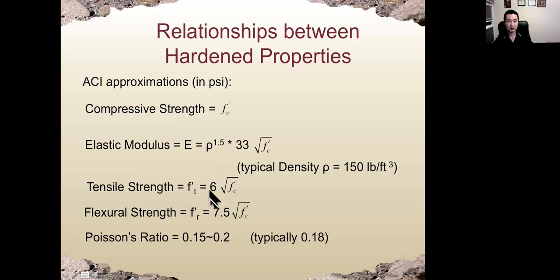For tensile stress, we can use this equation. Another rough estimation for tensile stress is around 10% of compressive stress. For fracture strength, we can use this equation. For Poisson's ratio, typically concrete is around 0.18 to 0.2.